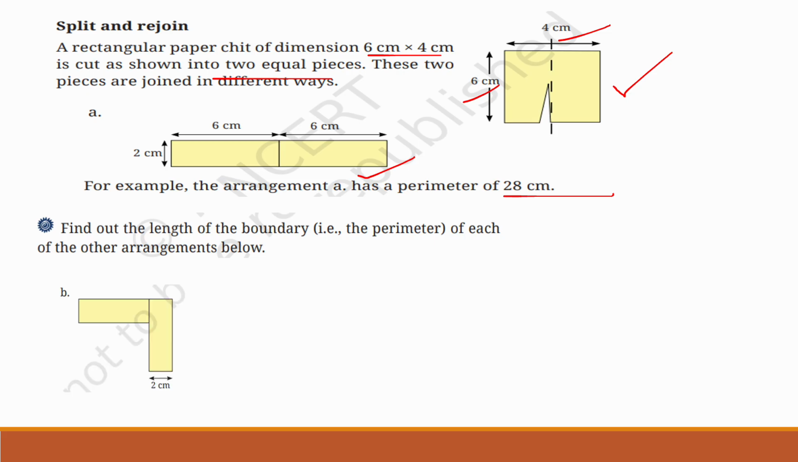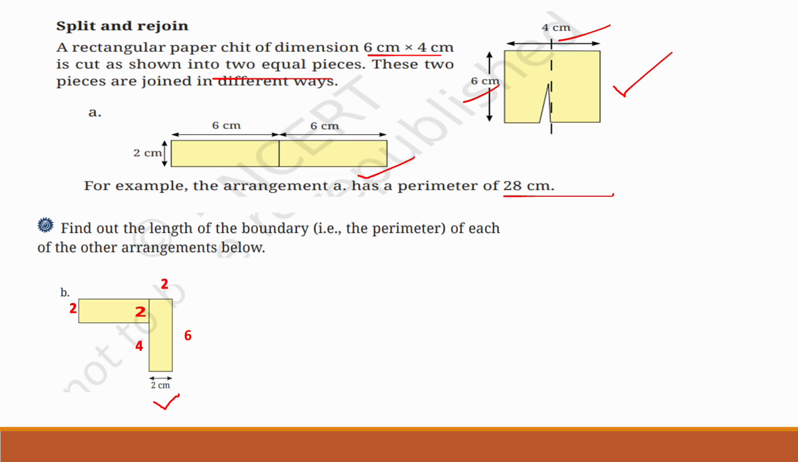See this figure. Here it is given as 2 cm, so here also it will be 2 cm. Then here also it will be 2 cm. Then this part is 4 cm, because in total it is 6 cm in length.